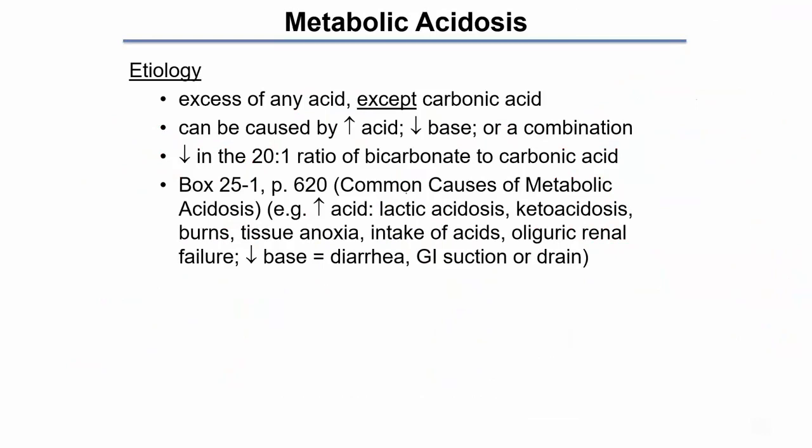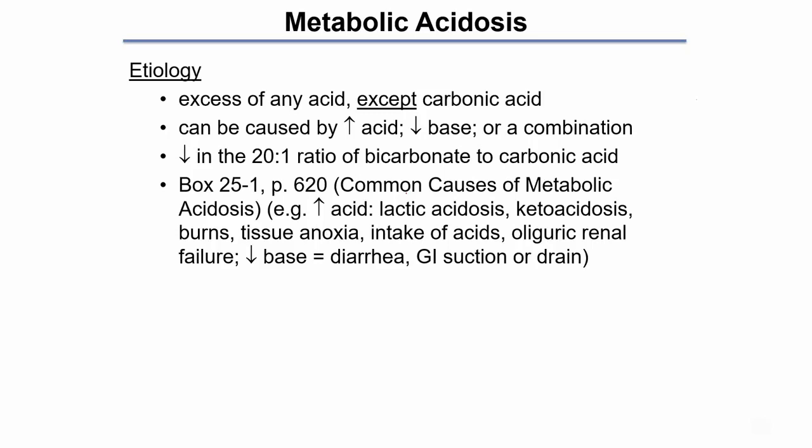Now we get to the actual 4 acid-base imbalances in detail. We're going to look at them individually: metabolic acidosis, metabolic alkalosis, respiratory acidosis, respiratory alkalosis. We're going to look at the etiology and pathogenesis. Really, etiology and pathogenesis are the same, because what causes it is really what develops the imbalance, as I'll explain. And then we'll look at the clinical manifestations as well.